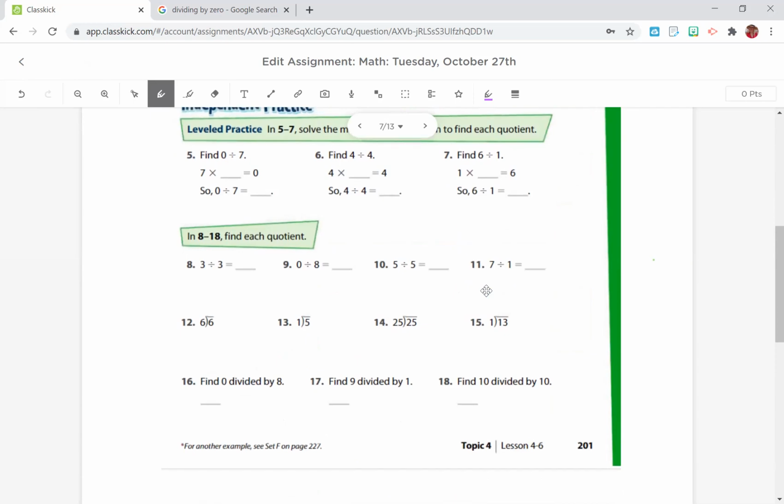Now there's a couple down here that you may not have seen before. So there are a couple ways you can write a division equation. This row right here is what I want us to look at. When a division problem is written with a bar, the dividend is inside the bar, and the divisor is outside the bar. So this sentence means 6 divided by 6. We write it like this, 6 divided by 6.